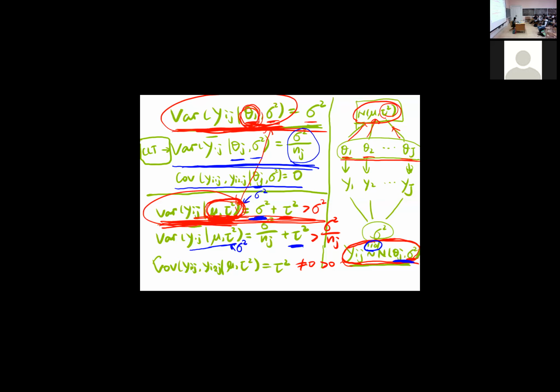So there, you can say yi1j and yi2j are conditionally independent given theta j and sigma square. You might have heard terms like this before. But if you move over here and condition on the hyperparameters, mu and tau square, they're not conditionally independent anymore, which makes sense if you think about it.